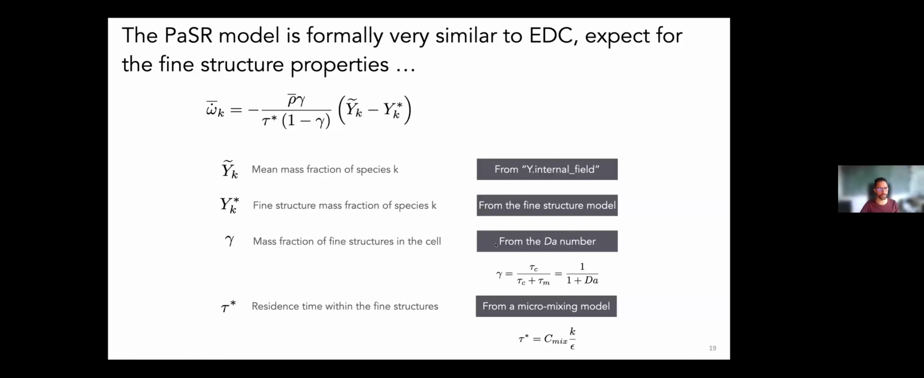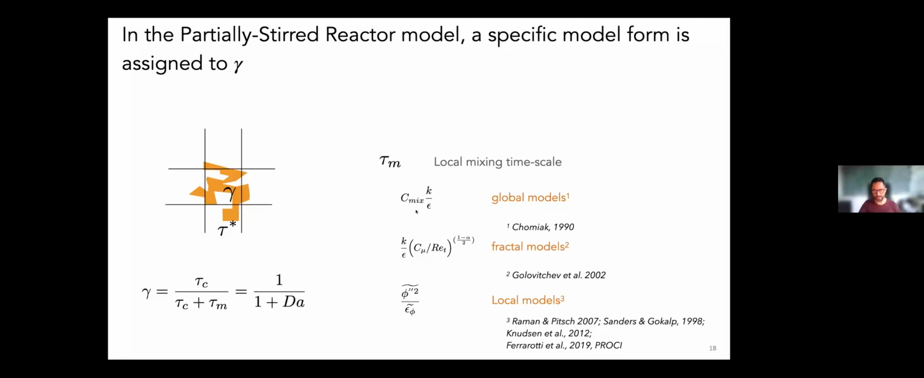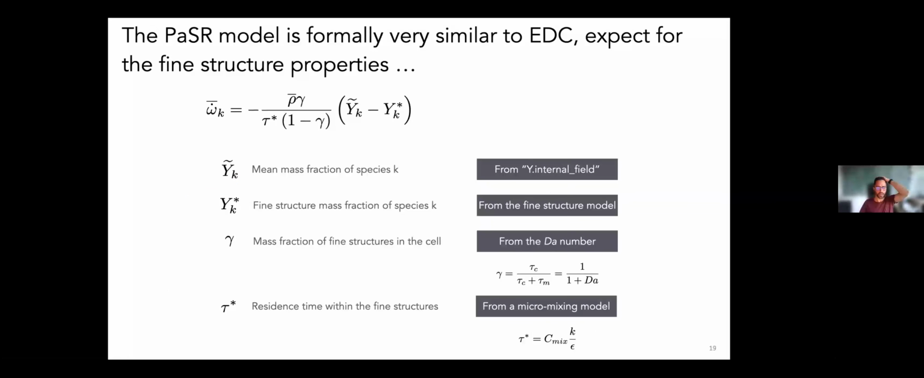Now, if you look at the PaSR model and its implementation in OpenFOAM, it's very similar to EDC, because Y_k now comes from the internal field as before, and Y star comes from the fine structure model as before. But here for gamma, we don't have a cascade model, we have a direct relationship. I'm just pointing out one example here, a model for the tau star, but as I was saying before, this is just one option. The other options are also present in our implementation.